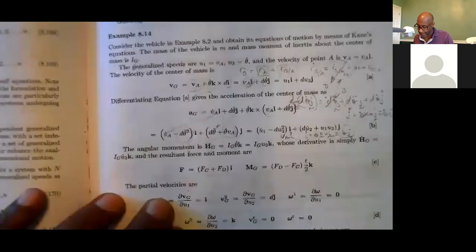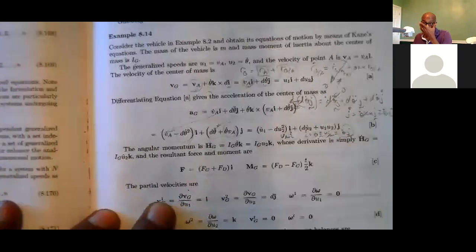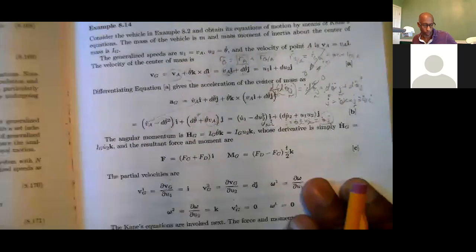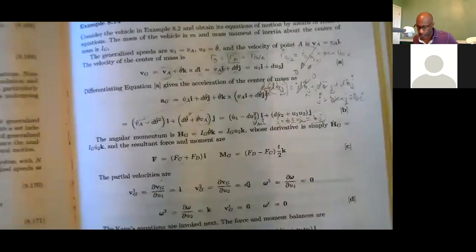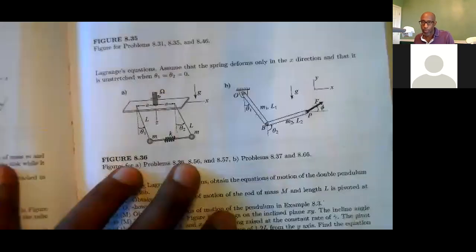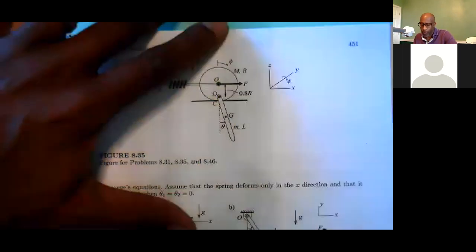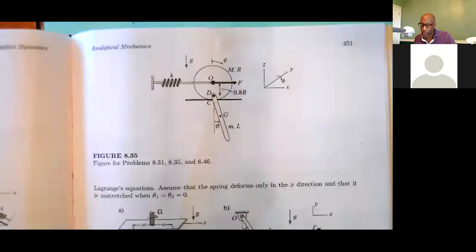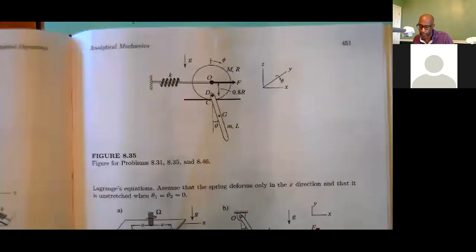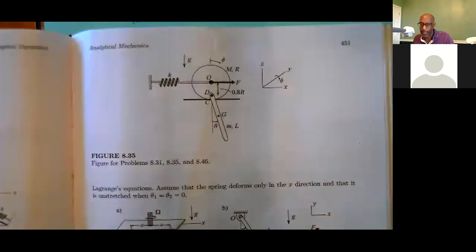And then I started some of the homework, and I forget what number it was, but I know it's figure 8.35, I think. The problem was to use the Kane's equation with that for 8.46. And again, I was a little bit confused about the moment of inertia part. So that's just coming from the disc and the pendulum, are those the two moments of inertia?